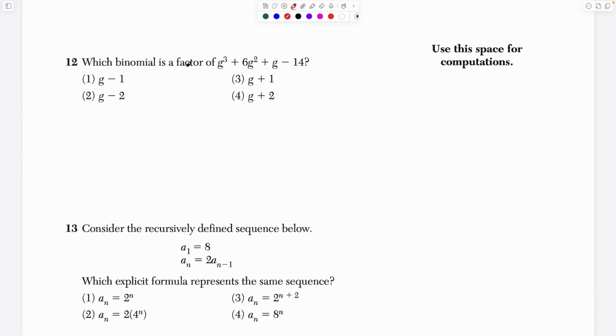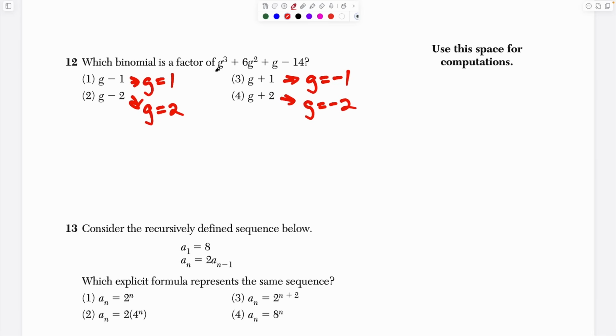Question 12, which binomial is a factor of g to the third plus 6g squared plus g minus 14? So for this question, we could use the idea that factors and roots have an opposite relationship. So what I mean by that is if g minus 1 is a factor of this polynomial here, then this would mean that g equals 1 is a root. And if choice 2 were the answer, that would mean g equals 2 is a root of this polynomial. And then I could say for choice 3, g equals -1 is a root. And then for 4, g equals -2.